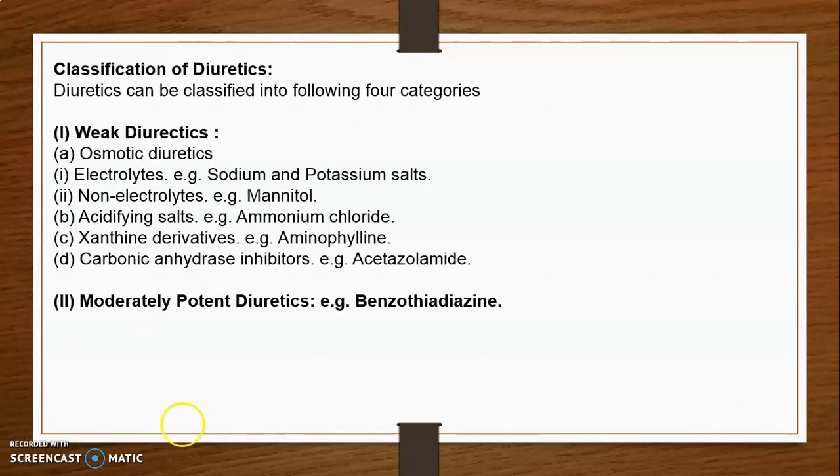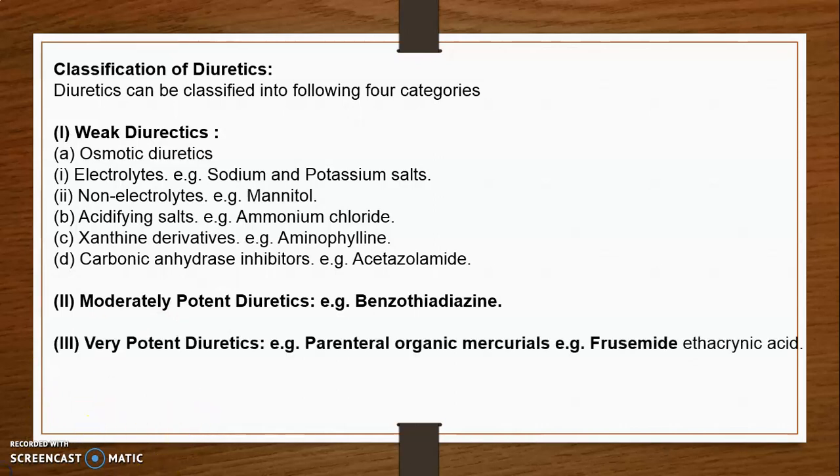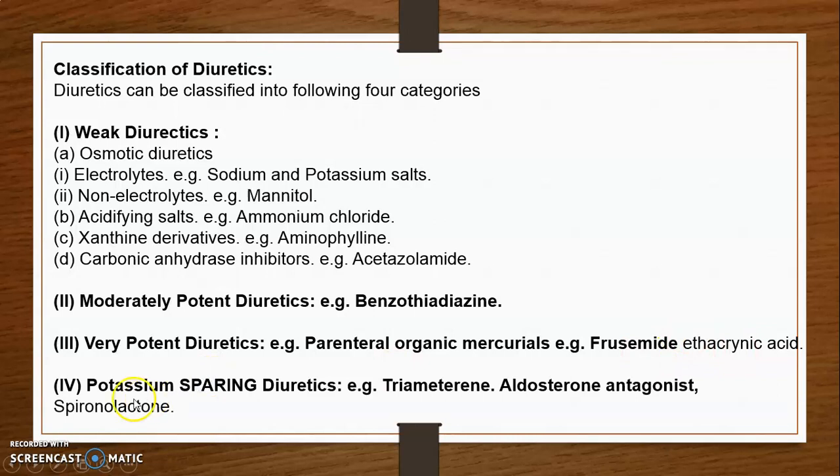Then the second category of the class of diuretics is the moderately potent diuretics. Example of it is benzothiazidine group. Then the third category of diuretics includes the very potent diuretics. Example of it is parenteral organic mercurials, furosemide, ethacrynic acid, etc. Then the last category of the class of diuretics is potassium sparing diuretics. Example of it is triamterene, then aldosterone antagonist, spironolactone. Amongst that, today we only deal with the weak diuretics and its four subclasses.